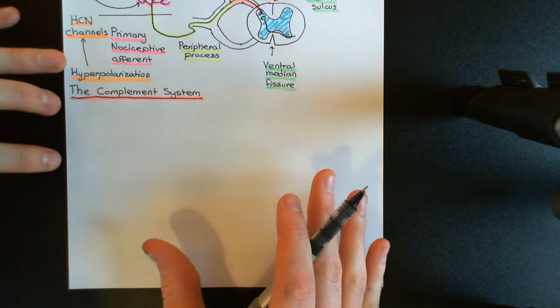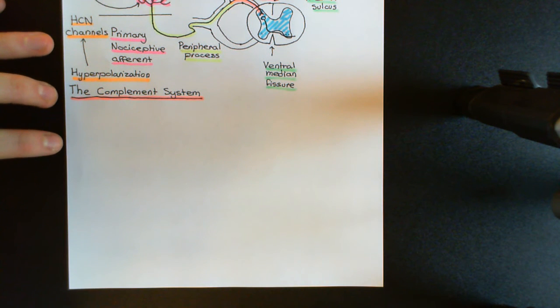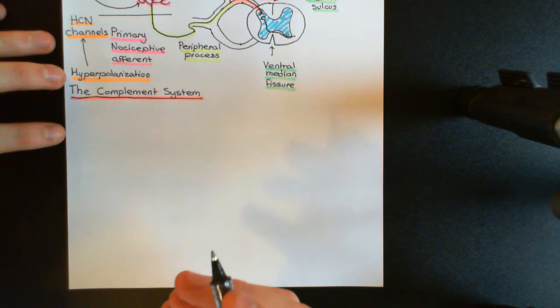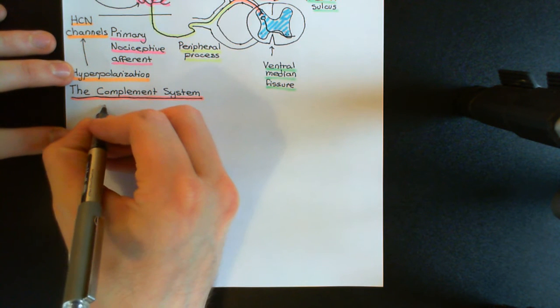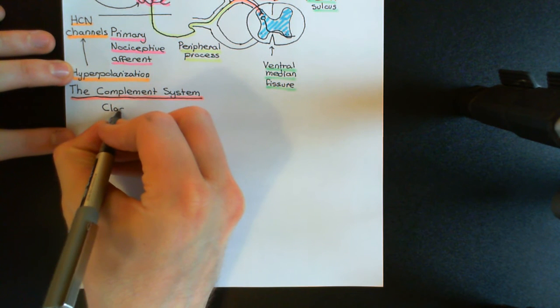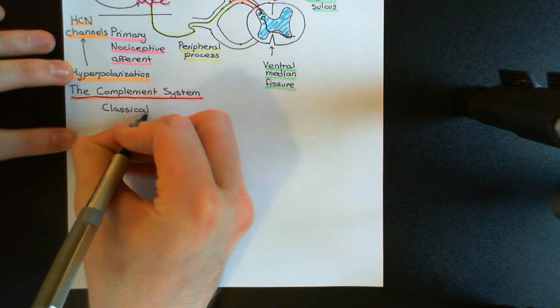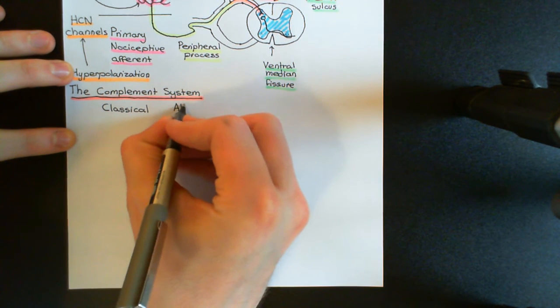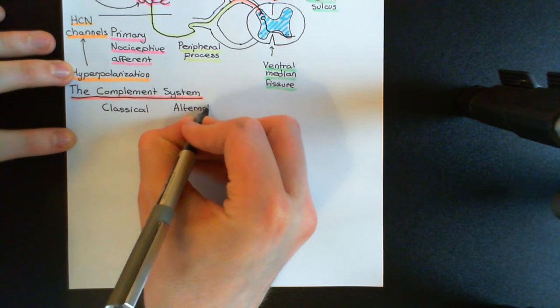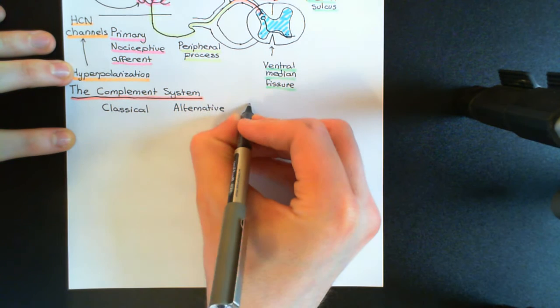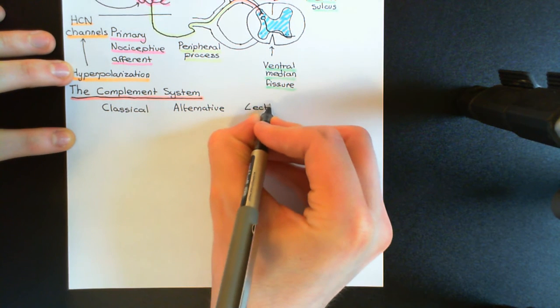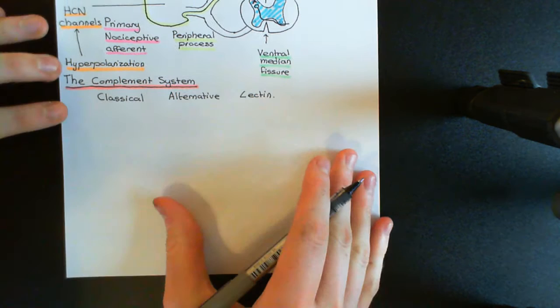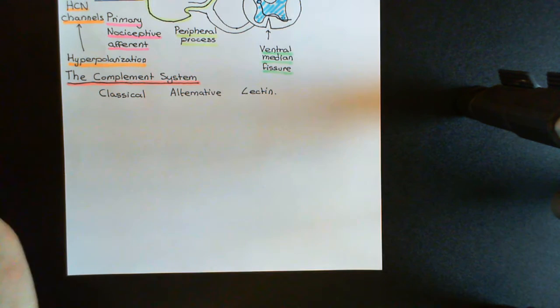Okay, so there are 3 different pathways by which the presence of a pathogen can activate the complement proteins and therefore lead to the complement proteins killing the pathogen. And these are known as the classical complement pathway. Then we'll have the alternative complement pathway, and then finally what is known as the lectin complement pathway. And we're going to discuss the mechanism of each of these 3 pathways in detail.